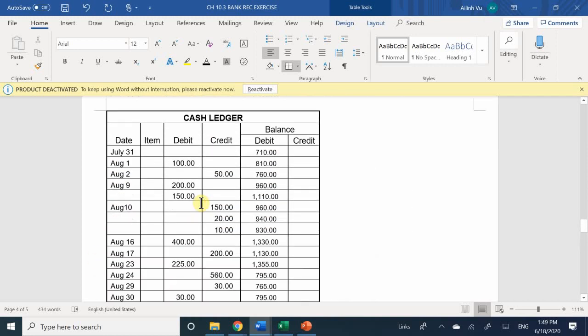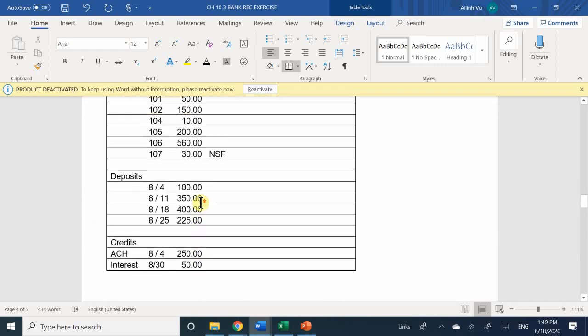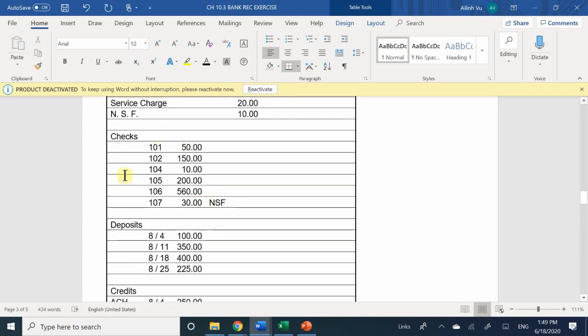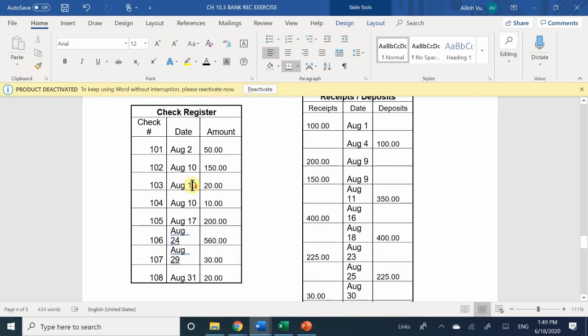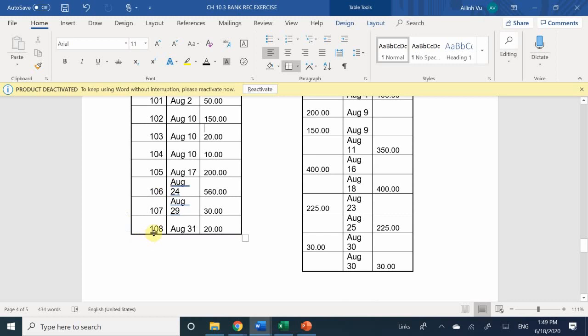Okay? And then I'm going to go up to the top and I'm going to count how many checks I have. 1, 2, 3, 4, 5, 6. I only have 6. I'm missing 2. And I already recognize, just looking at the gaps, I'm missing 103. And I am definitely missing 108. Okay? So let's go ahead and look here at our check register. And you notice that the check for 103 is for $20. And check number 108 is for another $20.